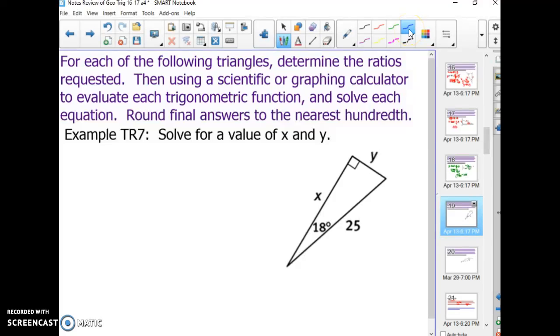So for this one, I'm given 18 degrees. It wants us to find x and y. So across from my right angle is my hypotenuse. Across from my angle is my opposite. And the one that touches it is the adjacent. So I've got to use sine and cosine.